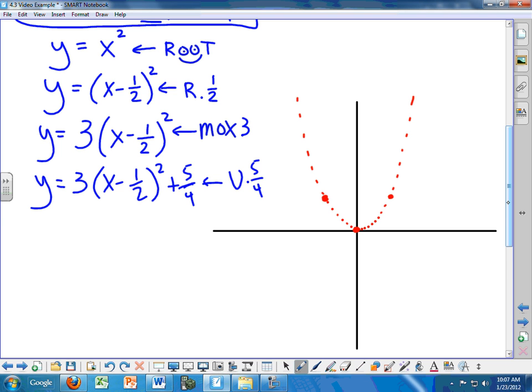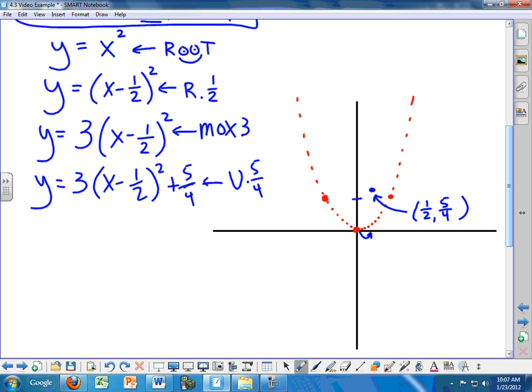The 0, 0 is always the easiest one to transform. So starting with the right 1/2, we'll move the point right 1/2. That's where it goes. And then MOX 3, it's on the x-axis, so it does not get affected by that, but it does get affected by the 5/4. So the final resting point is going to be right here. I'll just put a little arrow to that. That is going to be 1/2, 5/4, and that's going to be our vertex.